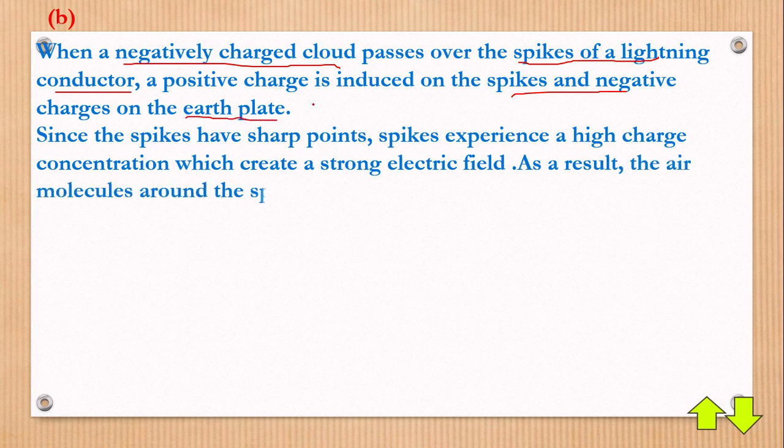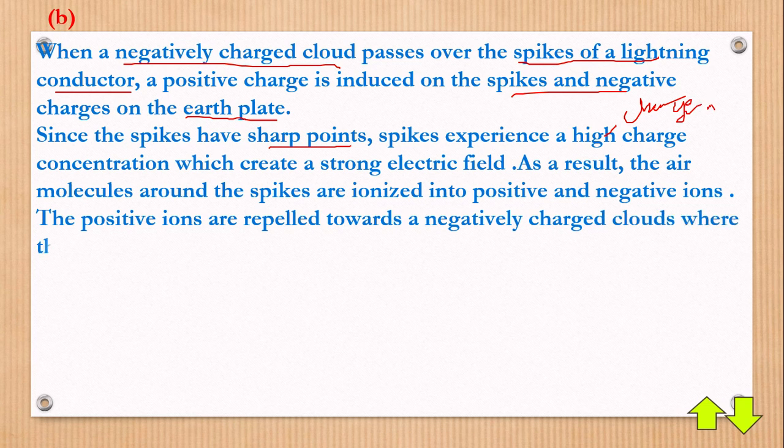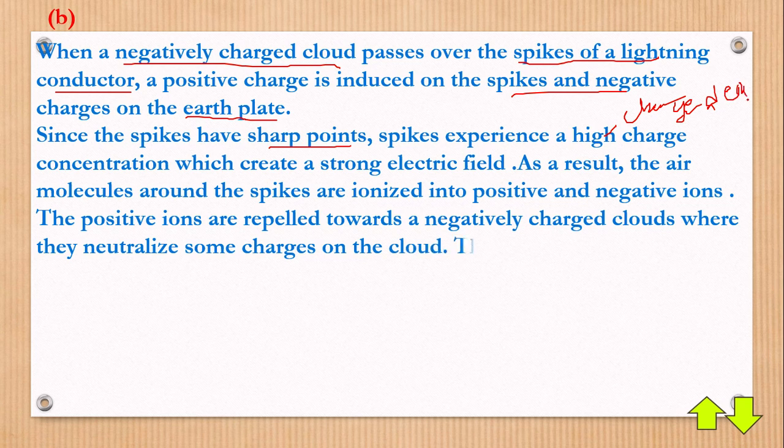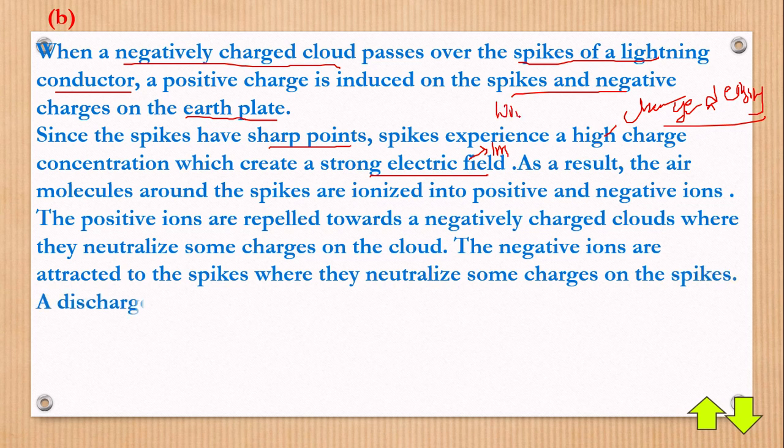Now earth plate, like I showed you, when they're flowing downwards. Since the spikes have sharp points, spikes experience a high charge concentration. Now this is what I was calling my charge density in simple terms. High density, I explained that, which creates a strong electric field. I was telling that positive charges are 1 million, while the negative charges are 1,000 on the cloud. So it means that the positive charges are very many because they are sharp points.